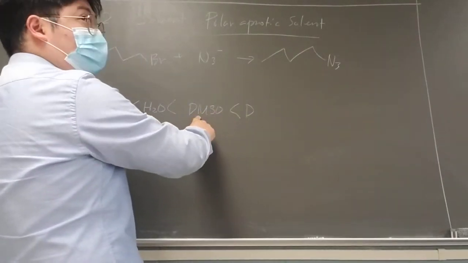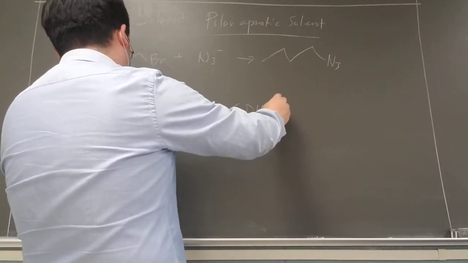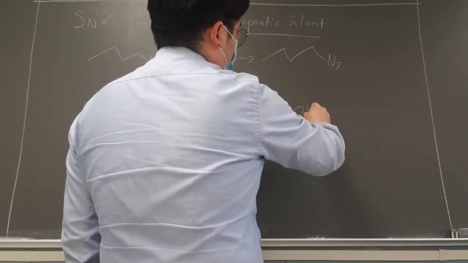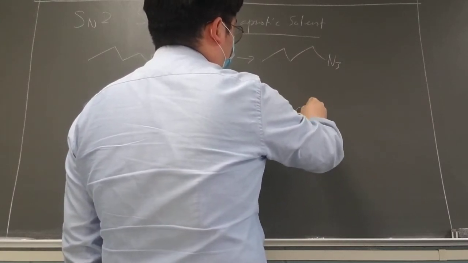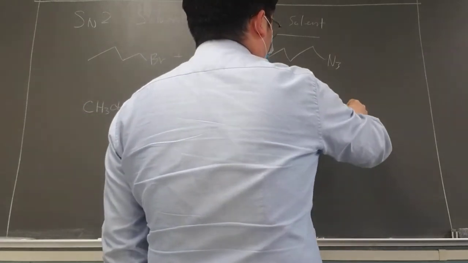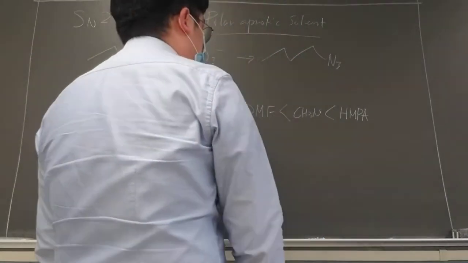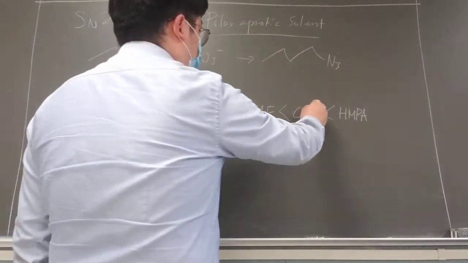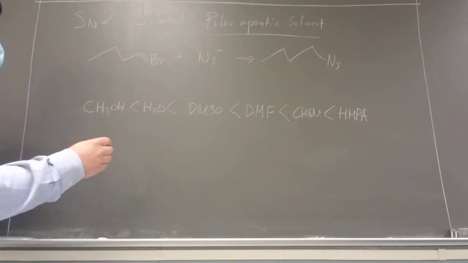But we can have other compounds like DMSO, dimethyl sulfoxide, dimethylformamide, and also some other compounds like this one. As you can see, this is the order of the solvents.